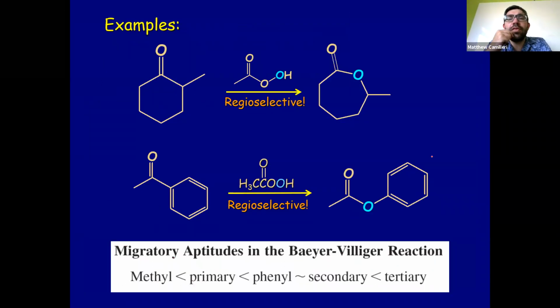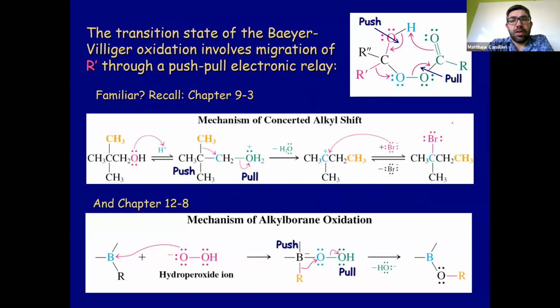Now, this is regioselective, meaning it will choose one side over another, okay? And this migratory aptitude: primary is less than phenyl, which is approximately equal to secondary, and that is less than tertiary. So the group is going to migrate to the carbon that is most substituted, similar to Markovnikov's rule, where the cation will be on the most substituted carbon. So even here you can see the same thing.